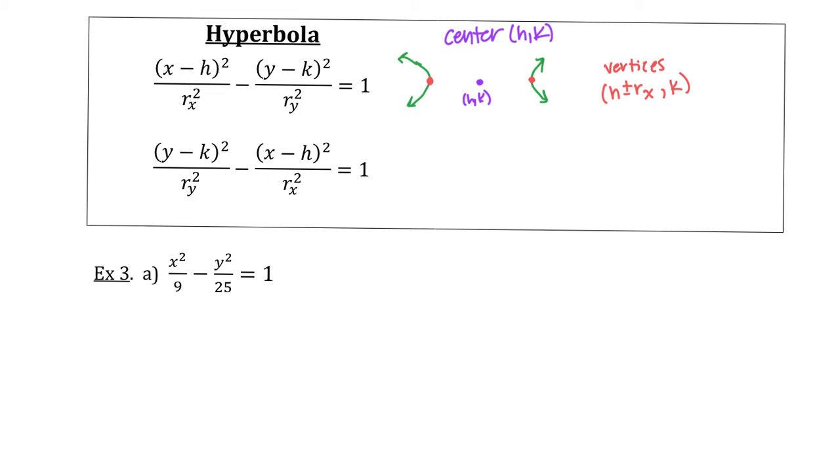Okay, for this second graph, which is very similar, except this time the y term is positive and the x term is negative, it's going to make it open in the y direction because the y term is positive. So it might look something like this. Okay, in this case, the vertices are here and here because it opened in the y direction. So if I want the vertices, the h stays the same, but in the y direction, the center was at k, and then I'm going to go up ry, and I'm going to go down ry.